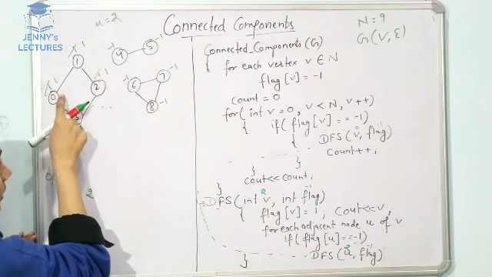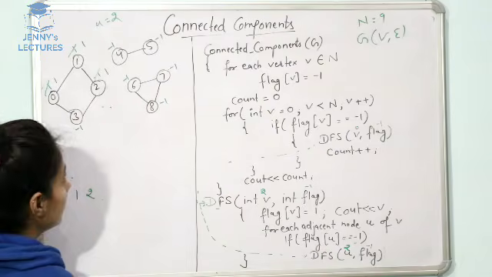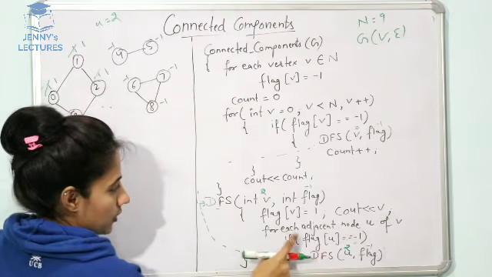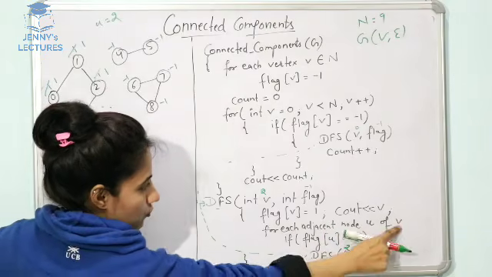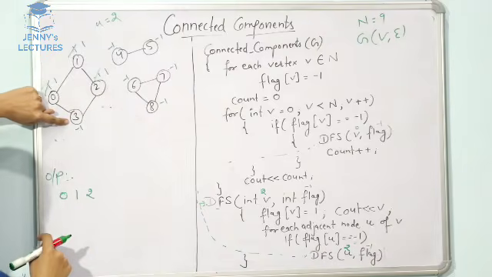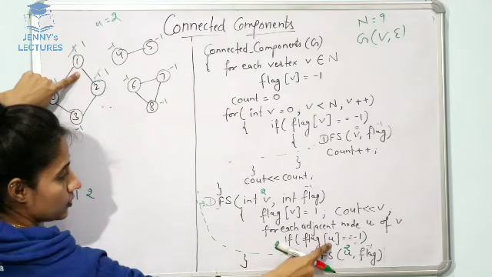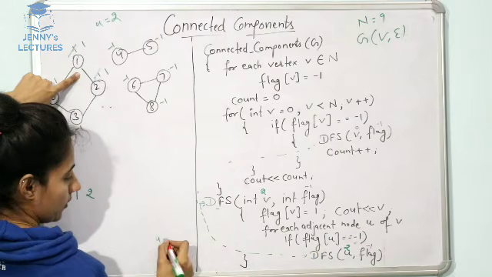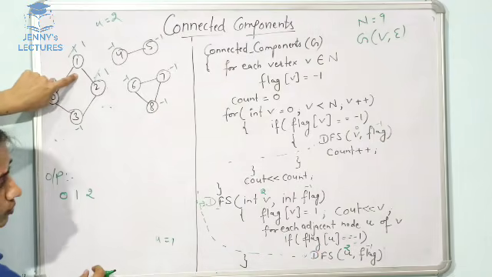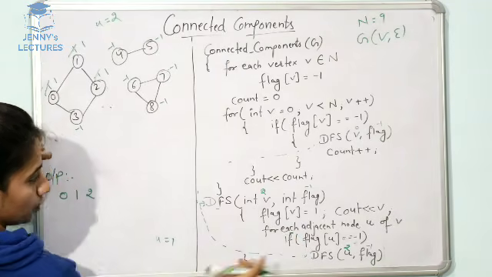For 0 it is not -1, then again we have one more adjacent node, that is 2. So the check will happen for 2. Now 2 has already been printed. Now for each adjacent node u of v, now v is node 2. Adjacent nodes of 2 are 1 and 3. Suppose we take 1. Flag of u, we have taken u as 1. Flag of 1 is what? Is this -1? No, this is not -1. Leave it. We have to check this condition for each adjacent node.